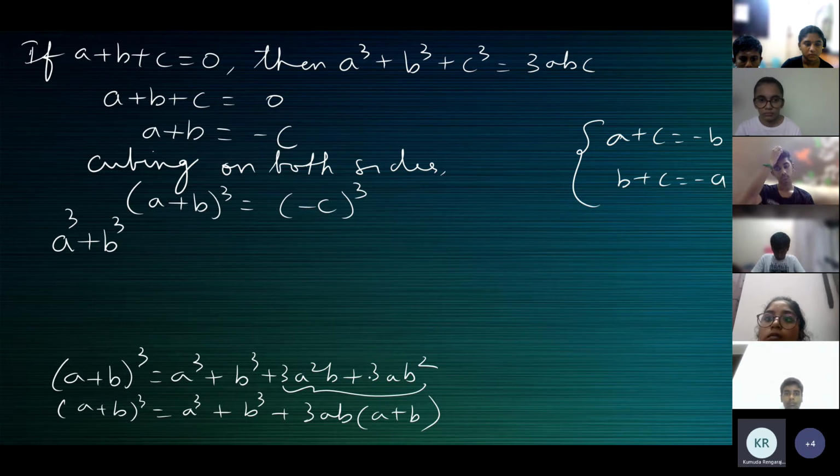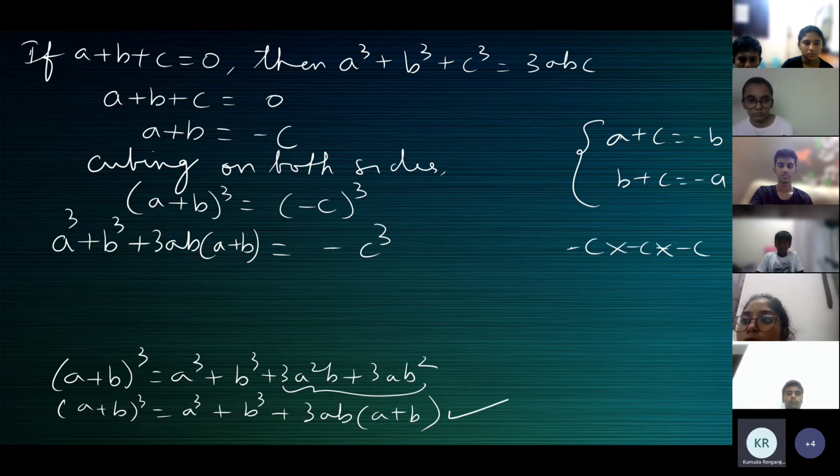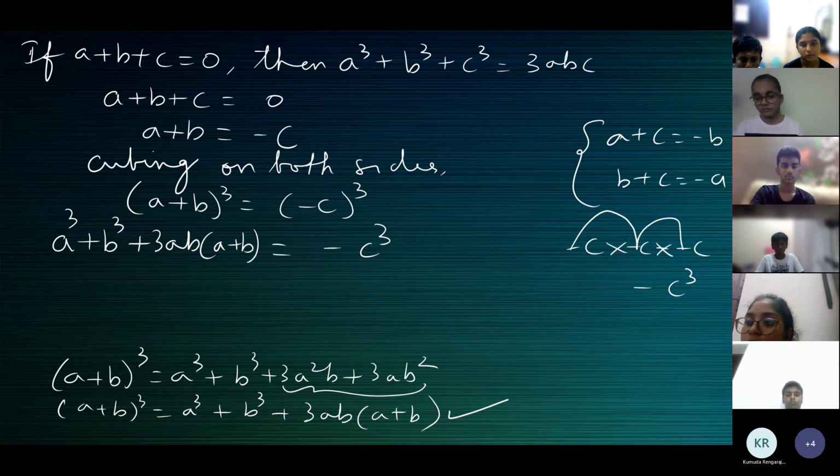So this is in the video. Take 3ab common, you will get a plus b. This is what you should use here: a cube plus b cube plus 3ab into a plus b is equal to minus c cubed, because minus c into minus c into minus c is minus into minus plus, plus into minus minus, so minus c cubed. So a plus b the whole cubed is a cube plus b cube plus 3ab into a plus b. That's the expansion, which is equal to minus c the whole cube, that is, minus c cubed.